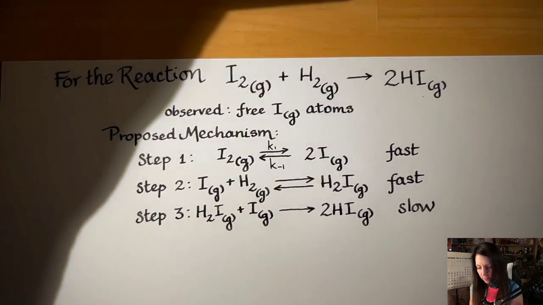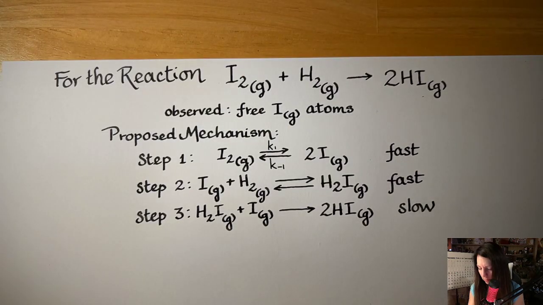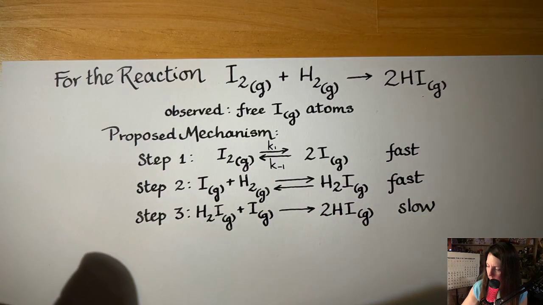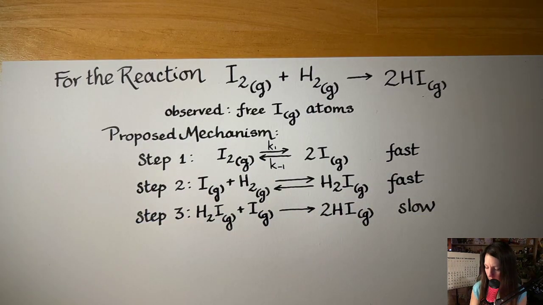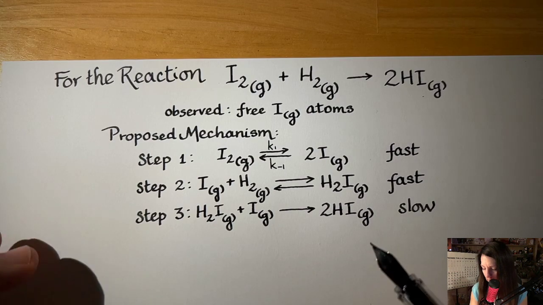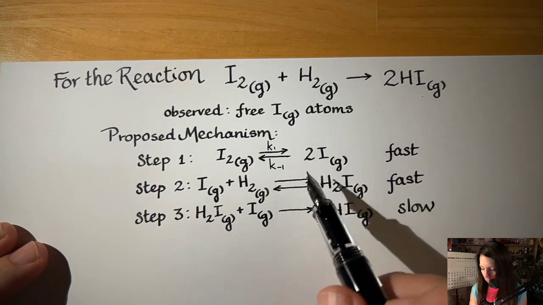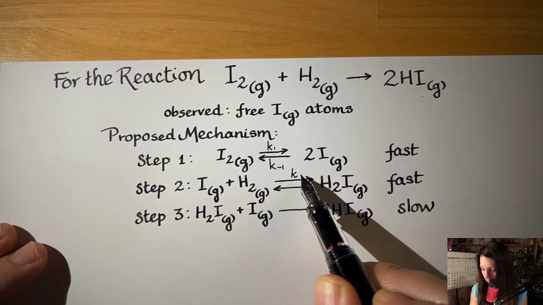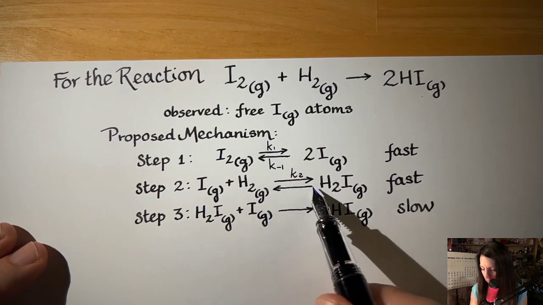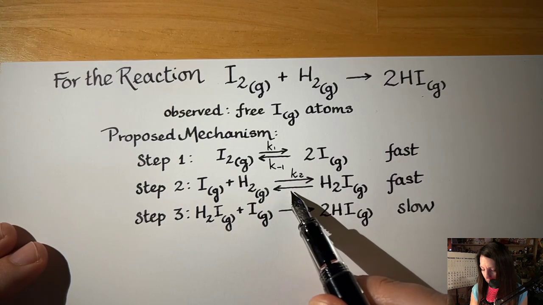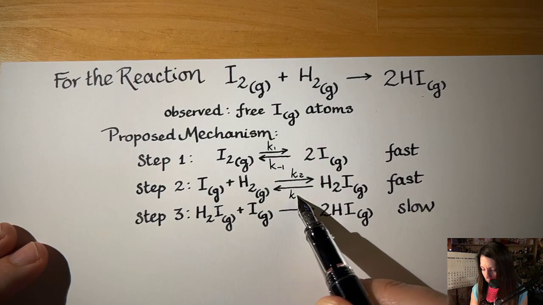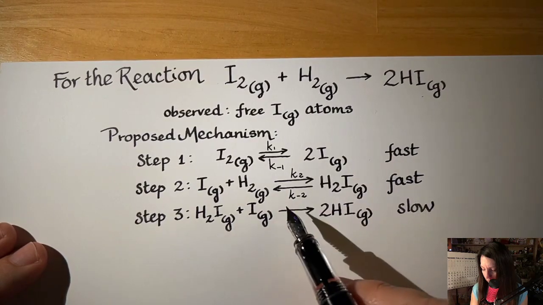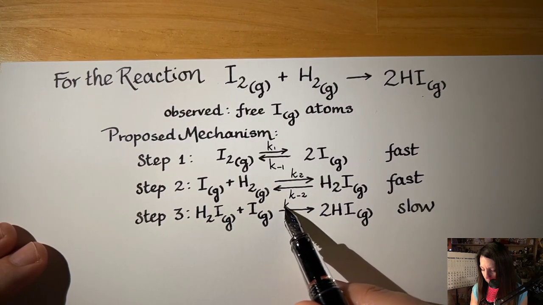Okay, so let's now designate the rate constants for step 2. We can say that the rate constant in the forward direction is K2. The reverse direction is K minus 2. And step 3, going in the forward direction, K3.